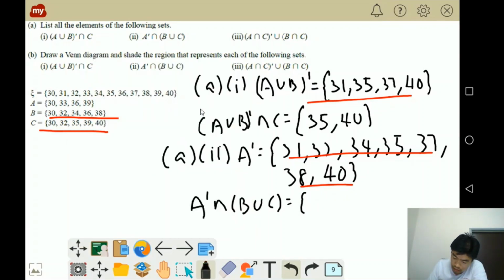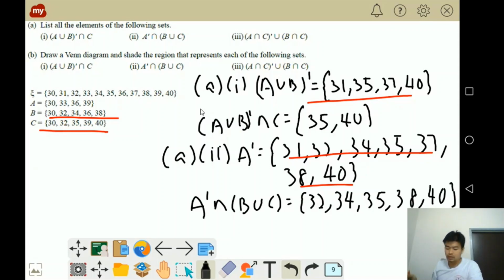So what are the elements that appear in both? 32, 34, what else? 35, 37, no, 38 got, and 40. Okay, there you go. This is the answer. Right, intersection. Finding the common elements for A prime and B union C.